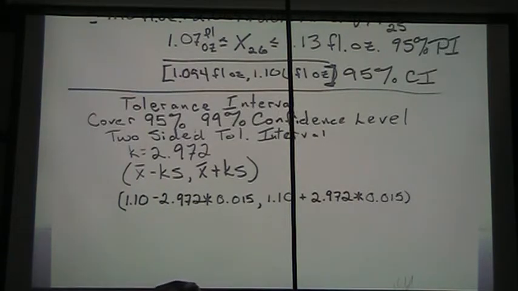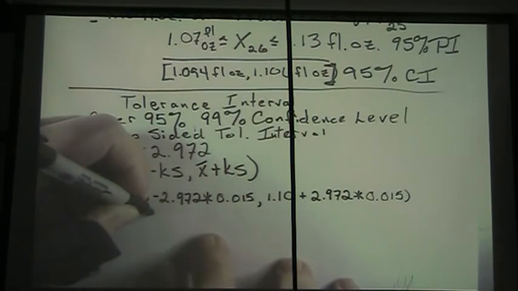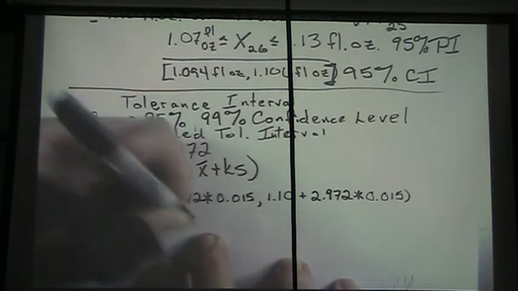All right, so, need to get on my Excel sheet again. All right, so Excel, here we go, equals 1.10 minus 2.972 times 0.015. Okay, so my lower side of the tolerance interval is 1.06.